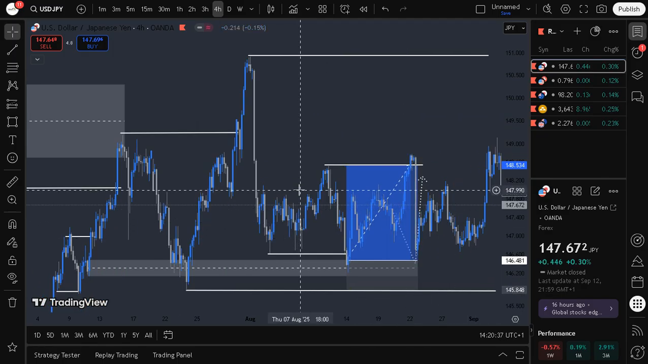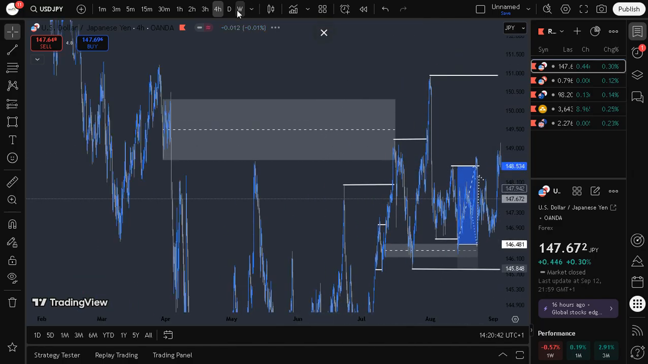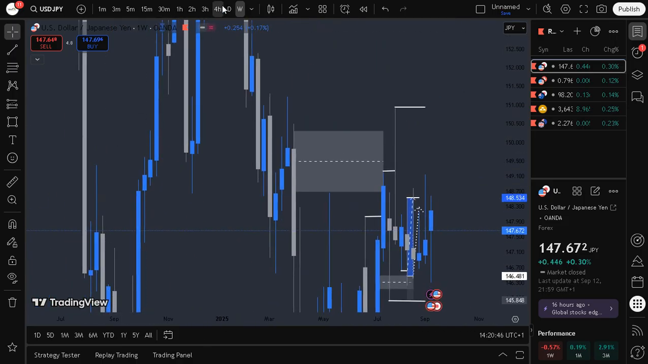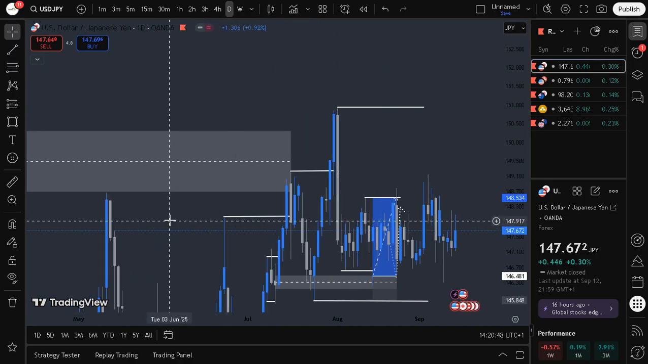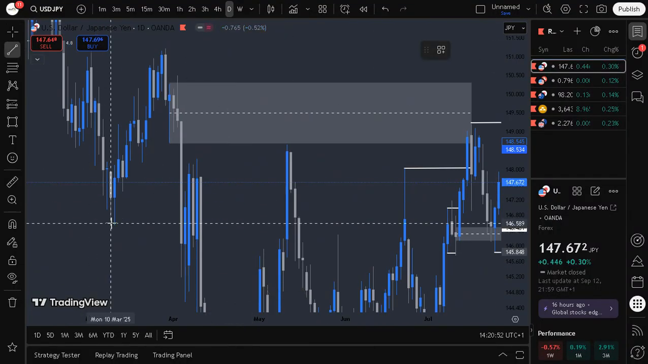So what do we see? We saw a clear supply zone. I think the supply zone was on the weekly, or was it the daily? Let's check it right quick. It should be on the daily. As you can see, this is a daily supply zone causing this break of structure right here.